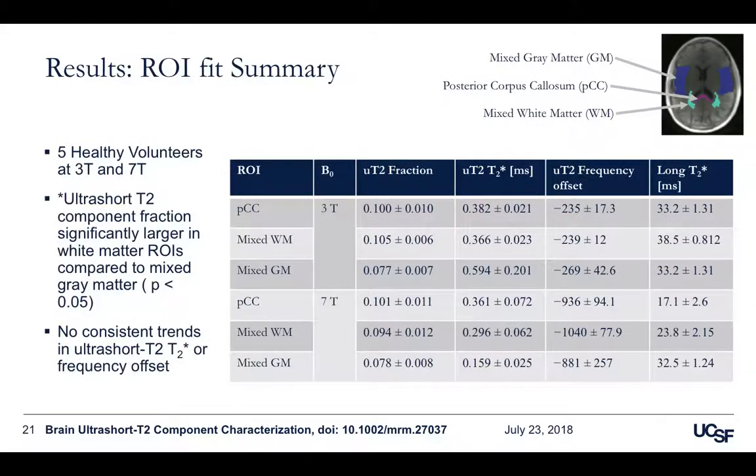We look across a few ROIs here. So we've chosen the corpus callosum, which is a highly myelinated region, a mixed white matter region, so it's predominantly white matter, although there may be some gray matter mixed in, and then a mixed gray matter, which is predominantly gray matter, but with some white matter mixed in. And we do see that there was a significantly larger Ultrashort-T2 component fraction in the white matter voxels as compared to the gray matter. And there were no significant differences in the T2 star or the frequency offset values between these different ROIs.